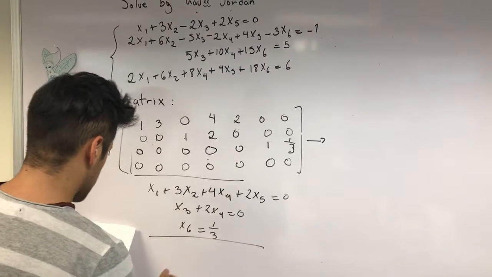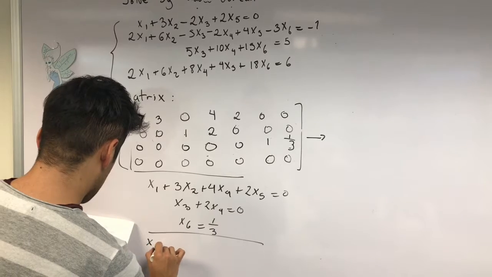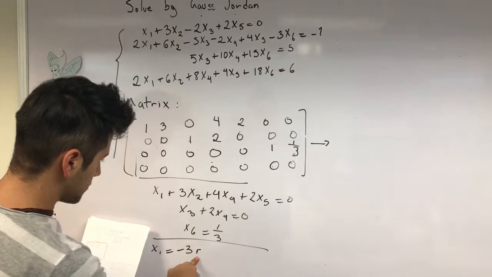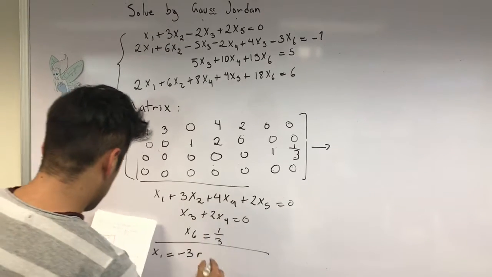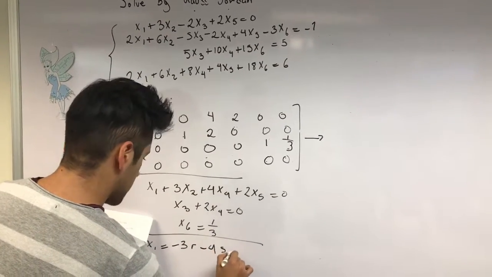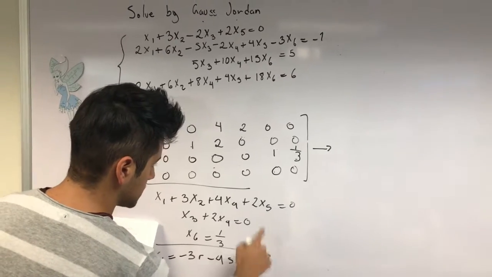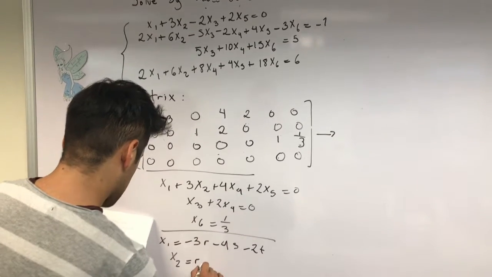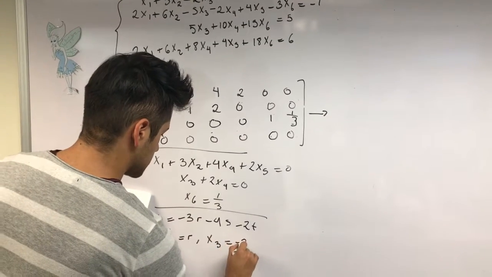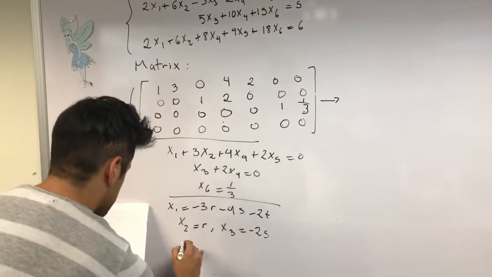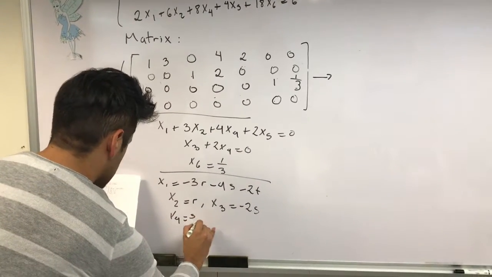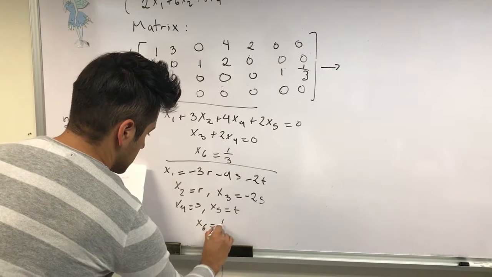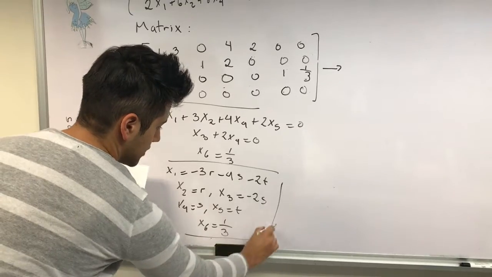Then solving this little linear system, we find x1 equals minus 3, and we give an r to this x2, we give an s, and we give a t. x2 equals r, x3 equals minus 2s, x4 equals s, x5 equals t, and x6 equals 1 over 3. And this is our final solution.